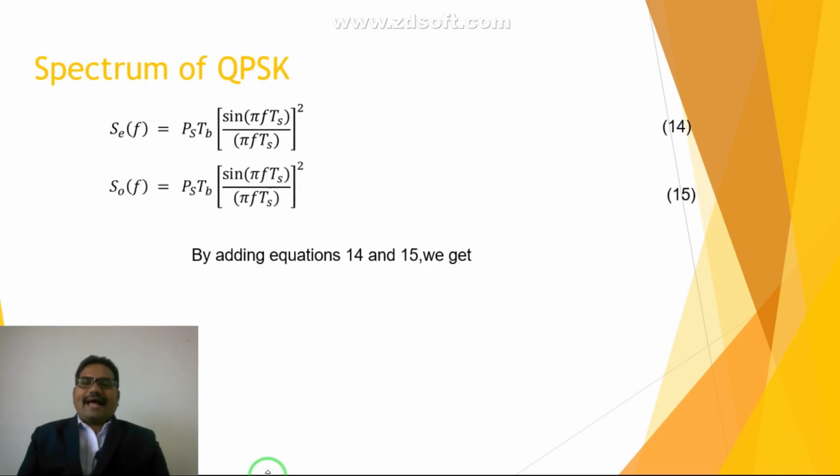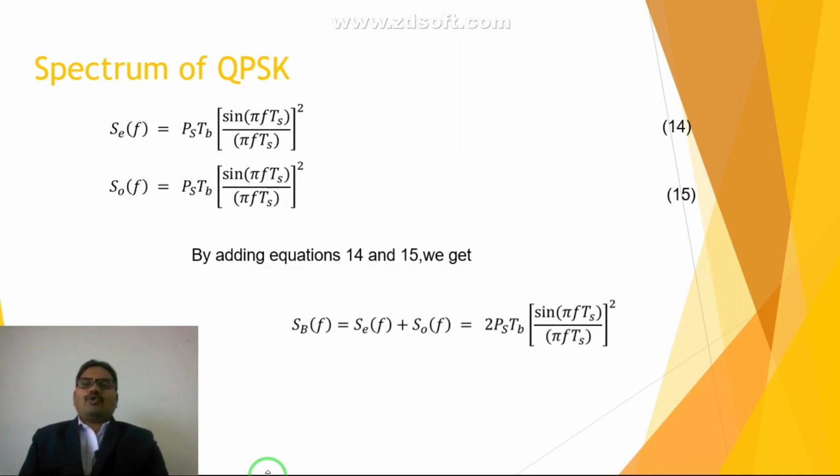Now, by adding equations 14 and 15, what would you get? You would get the power spectral density of your QPSK. It would be the addition of the even and odd parts, that is S of EF plus S of OF. It would become twice P S T B, sine of pi F T S upon pi F T S, whole squared. Make it equation number 16. This is one of the most important equations for drawing the spectrum of the QPSK signal.